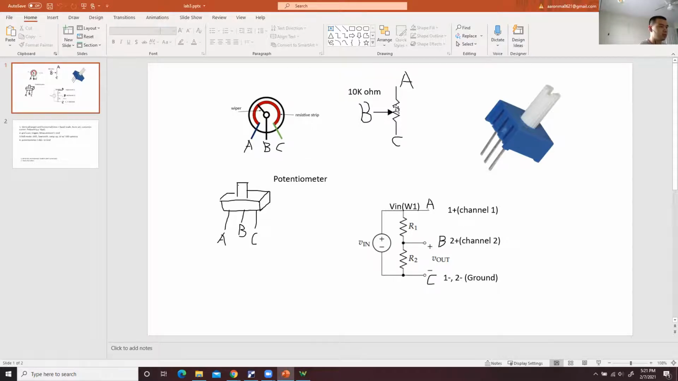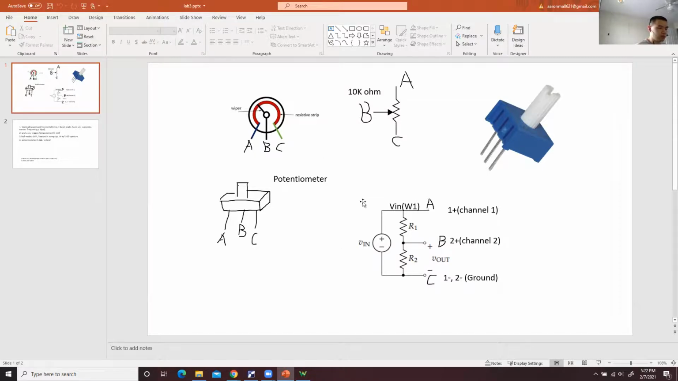Okay, so all the potentiometers in your lab kits, the maximum resistance is 10K ohm. Okay, so that's why when the current goes through all the resistor strip, that's like 10K. Or if you turn your little knob to the middle, the resistance is like 5K. Okay, so that's how these things work.